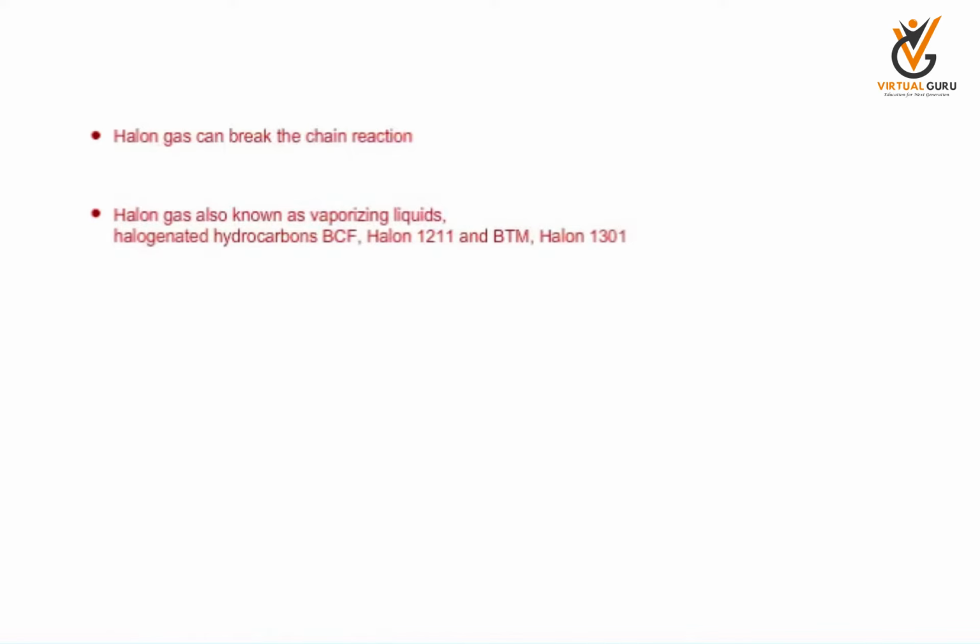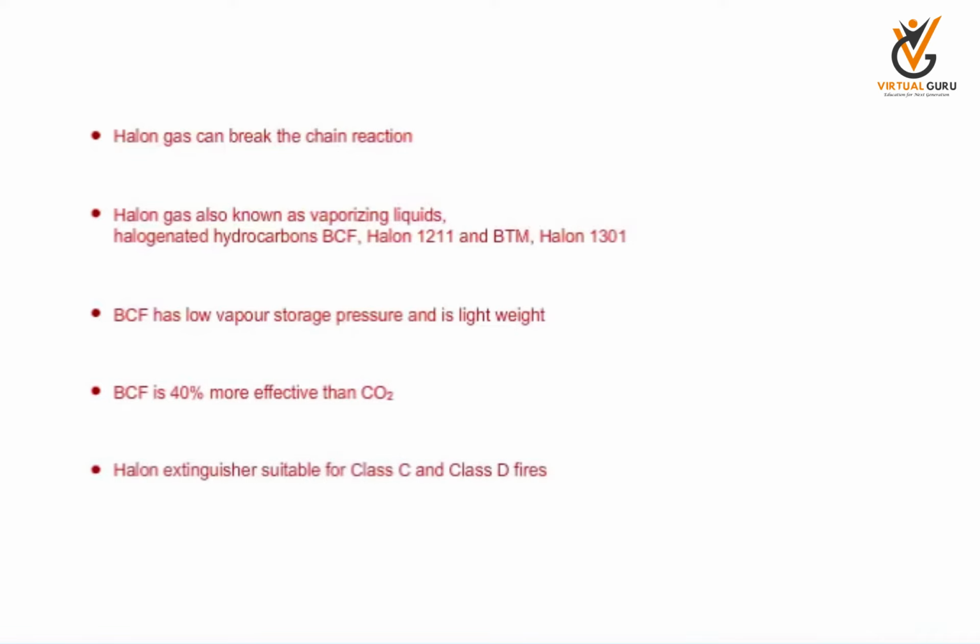Halogenated hydrocarbons: BCF, halon 1211, and BTM, halon 1301. BCF has low vapor storage pressure and hence its containers are lightweight and 40% more effective by weight than carbon dioxide. Halon type extinguishers are suitable for Class C and Class D fires. Halon is not used nowadays because it destroys the ozone layer and is not environment friendly.